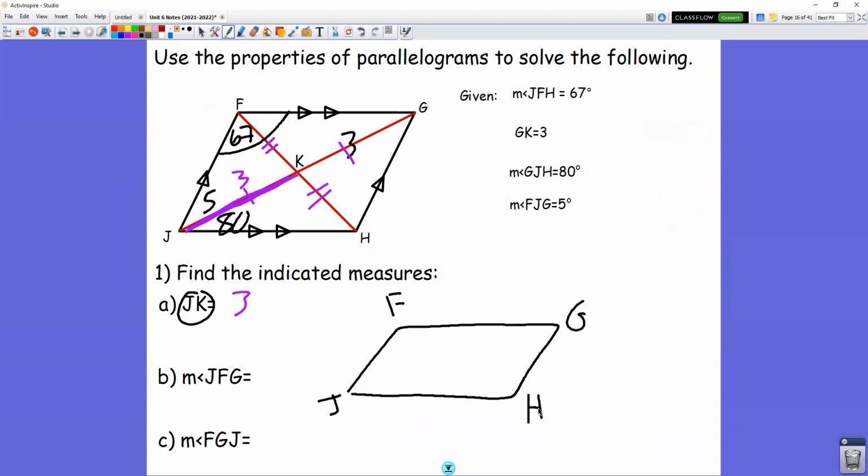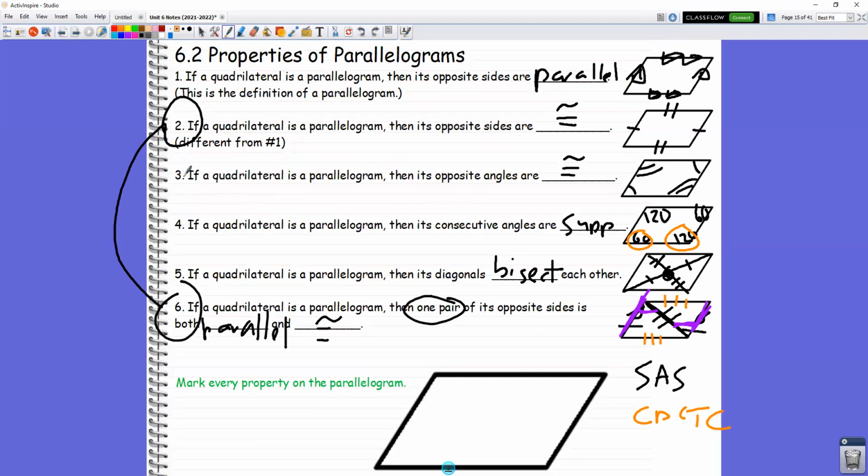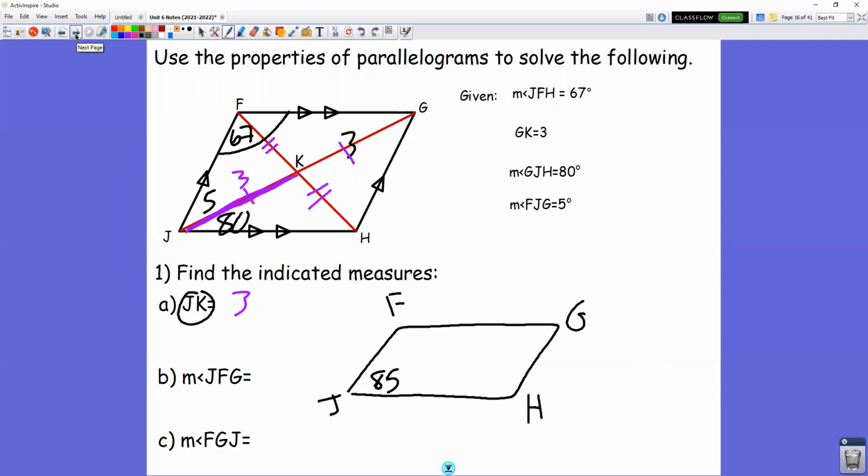Now the angle at J is 80 and 5 combined. And so if I add up 80 and 5, that's 85. And so angle J is 85 degrees. Now with this picture here, we can apply our properties. Now these are angles. And so that tells me if we go back to our property notes here, we're going to look at properties 3 and 4, which says we could do stuff with the opposite angles and consecutive angles. All right, so let's apply properties 3 and 4. Property 3 says opposite angles are congruent. And so I can legally put an 85 at G.